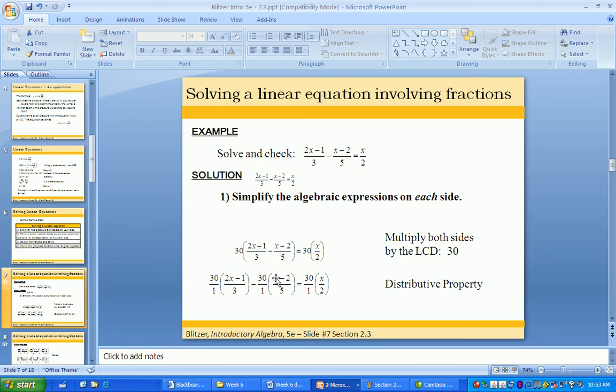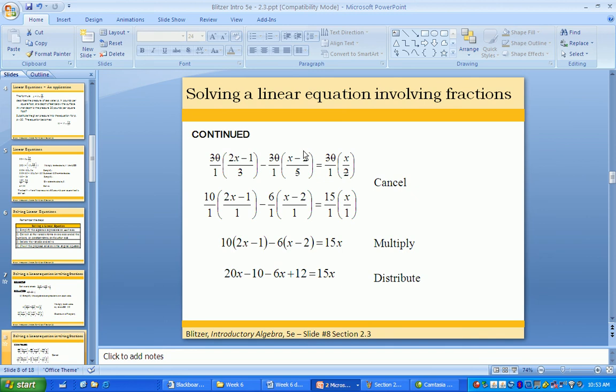We get 10 because the 3 and the 30 cancel. We get a 1, and that turns to a 10. This goes to a 6. This goes to a 1. This goes to a 15. This goes to a 1. And now we have this. They keep the 1s there just to make it a little cleaner. And then now they just get rid of the 1s here. We get 10 times (2x minus 1) minus 6 times (x minus 2) is equal to 15x.